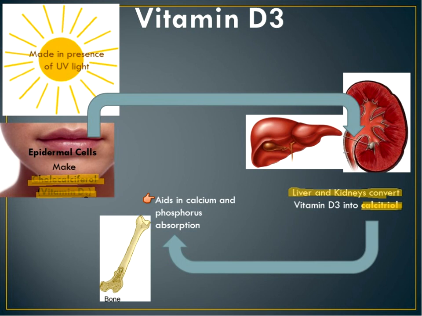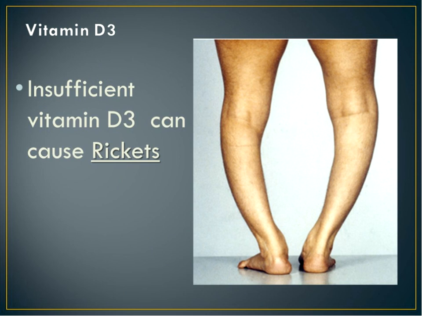If you have insufficient vitamin D3 that's either made or ingested by the body, it will cause those bones to sort of bow out and be much weaker than they normally should be. And that bowing out of the bones is what we call rickets. So understanding this process is a great short answer question, and I could ask something along the lines of, what is the importance of vitamin D3? Explain how this process takes place with sunlight in your epidermal cells.